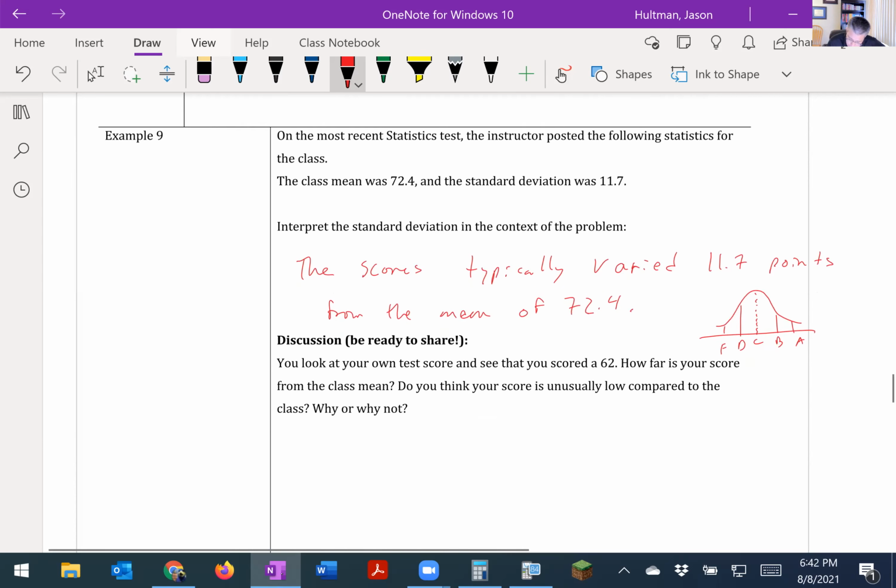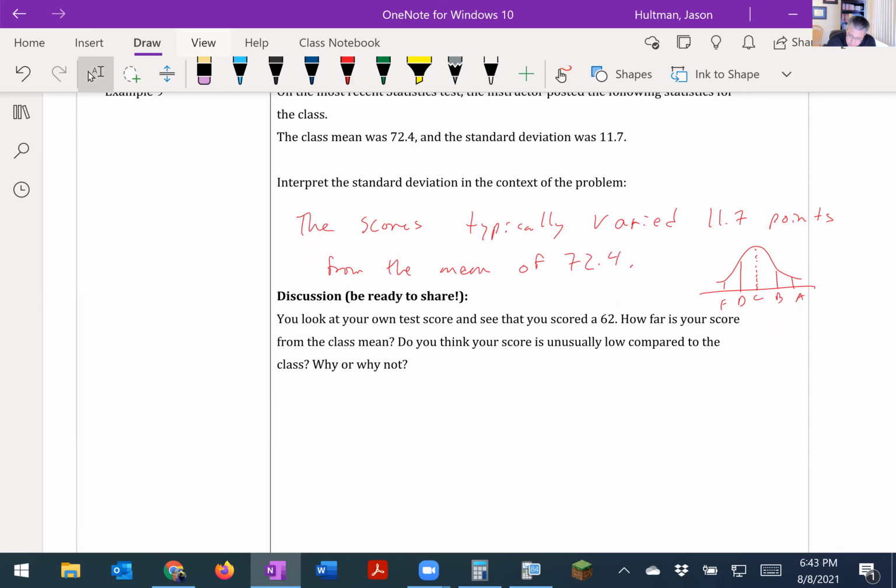So you look down at your test score and you scored 62. How far off is your score from the class mean? Well, it's about one standard deviation below the mean. Do you think your score is unusually low? No, I wouldn't say it's unusually low. Is it low? Yeah, but is it unusually low compared to the class?